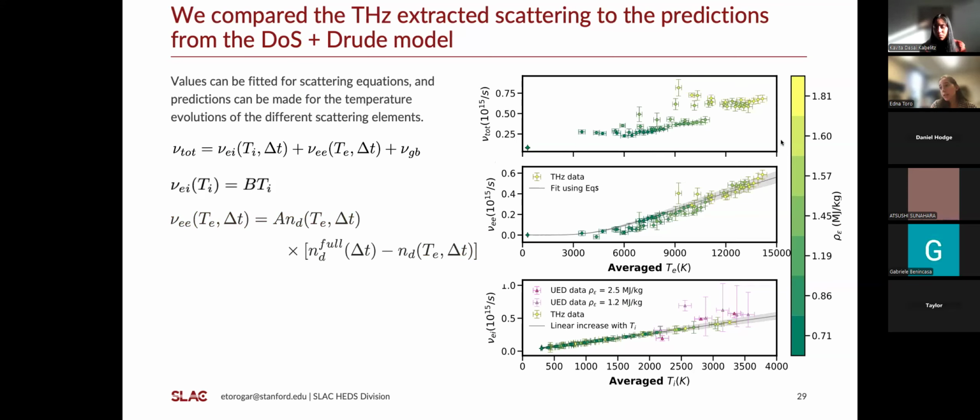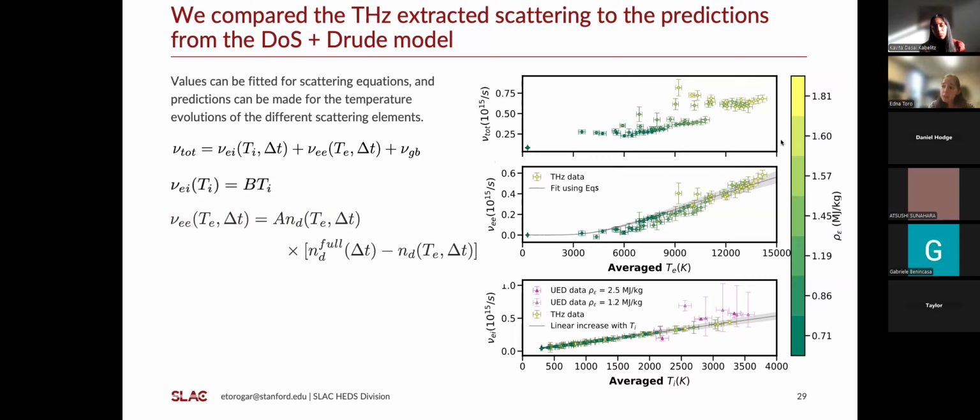And I am plotting some solid lines with a 10% error bar, where I'm showing how the fits of these equations that I just mentioned compare to the measurements that we have. And you can see that there is a good agreement in our system.